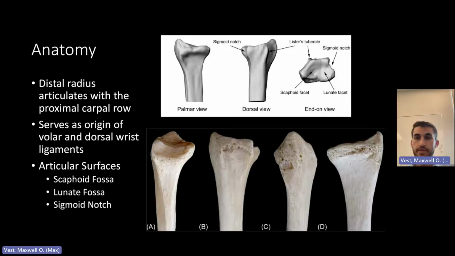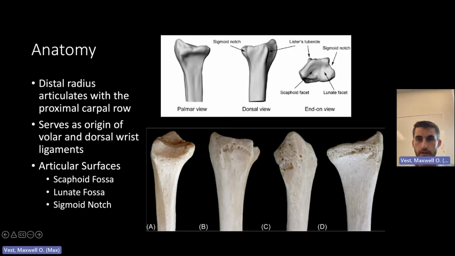First, I want to start with the anatomy of distal radius fractures. The distal radius articulates with the proximal carpal row, and it serves as the origin of the volar and the dorsal wrist ligaments. There are three articular surfaces in the distal radius: the scaphoid fossa, which is right here and supports the scaphoid, the lunate fossa right here, which supports the lunate and the remainder of the carpus, and then the sigmoid notch, which is right here, the articulation with the DRUJ, and also the insertion point of the TFCC.